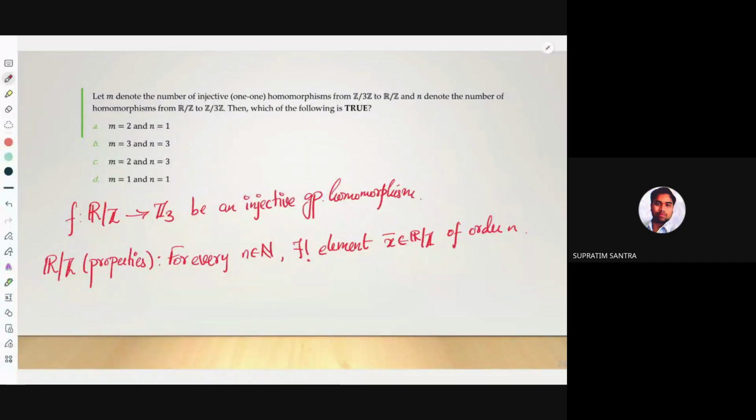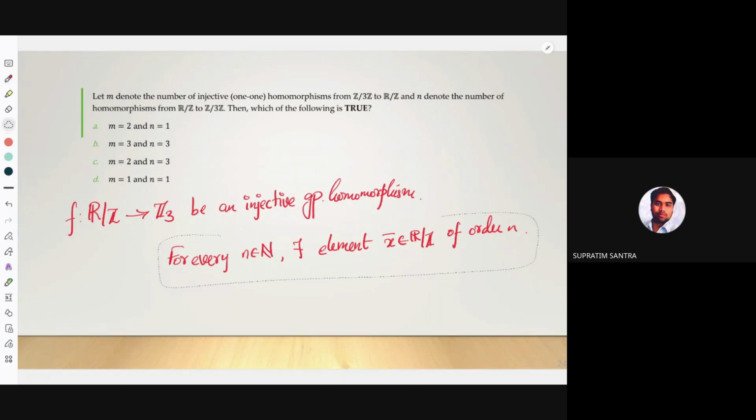But does this have to be unique? No, it need not be unique. Sorry for that. So basically the thing is, for every n in N, there exists an element of order n in R mod Z. Right? So this is a property of R mod Z which we'll be using here in this question.